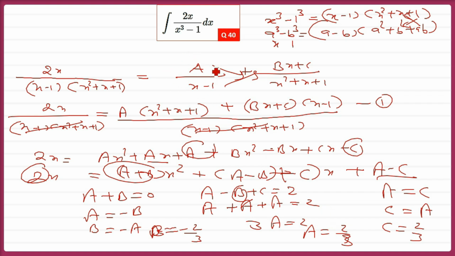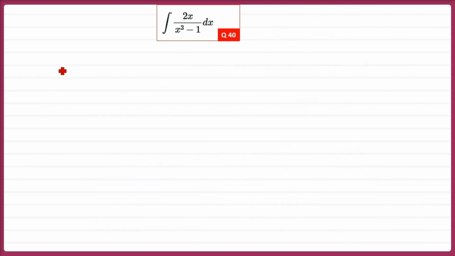We'll put this value here. So we are going to just put these values. a is 2 by 3. We'll integrate like this. b and c will be placed as negative 2 by 3 and 2 by 3 respectively. And since 2 by 3 is already coming, you can just take 2 by 3 outside. Please remember b is negative, so minus x plus 1 will only come in the second term. I'll just show you how. So the integration has become like this.